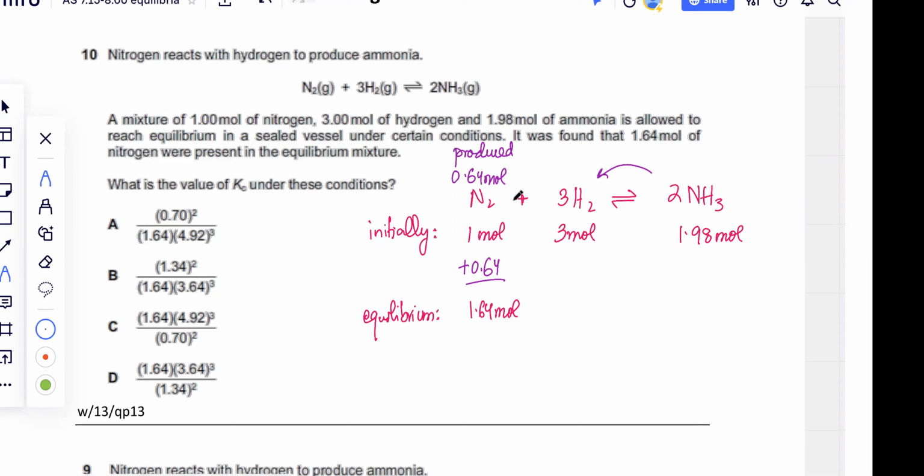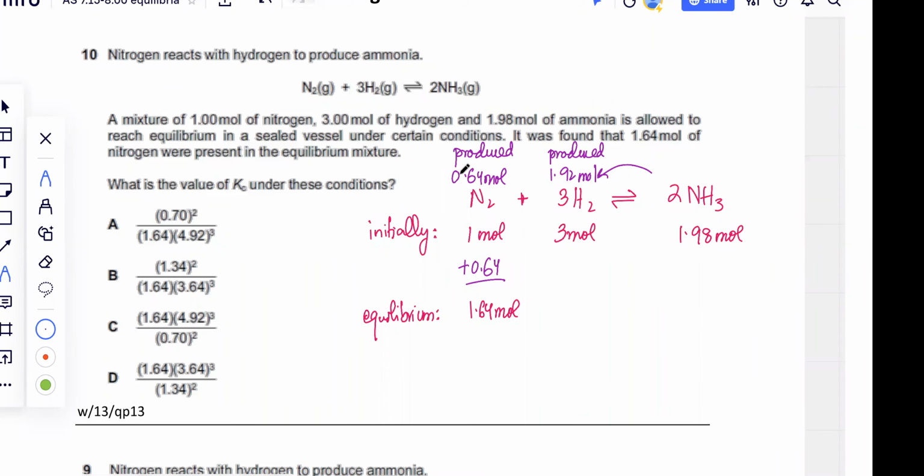Okay, so there's an extra 0.64 moles coming from somewhere, and that means there must have been some backward reaction going on. And so to produce 1 mole of N2, 3 moles of H2 are produced. So if 0.64 moles are getting produced, then according to the ratio over here, how much H2 would be produced? It would be into 3. What would it be? 1.92? So you're going to get 1.92 moles. They are going to be produced as well.